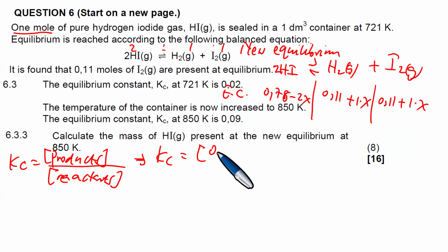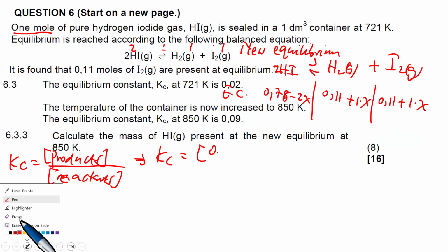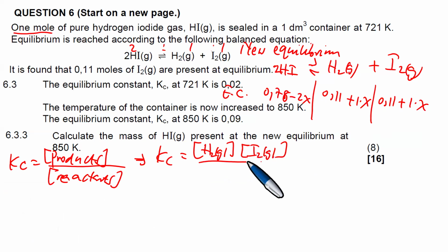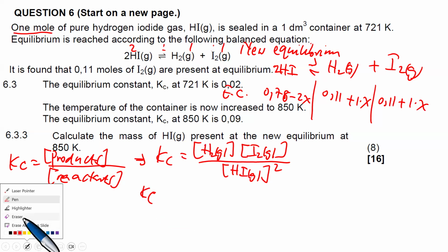Let's write it nicely. To write it nicely, we're going to use this balanced chemical equation and write H2 gas and I2 gas, divided by hydrogen iodide gas, but this one is squared. What is our Kc? Okay, so our Kc.